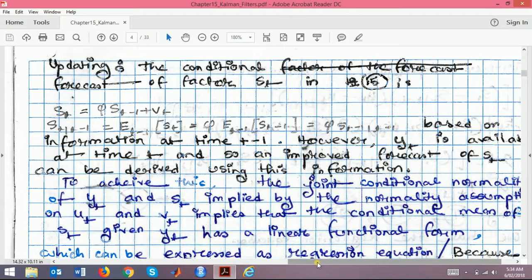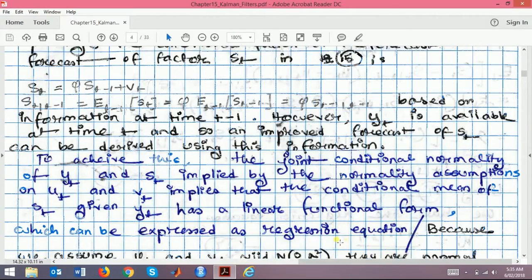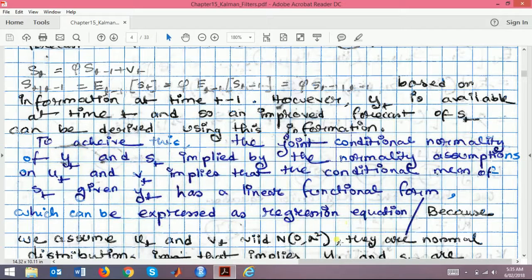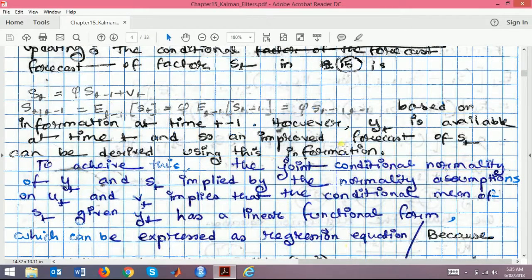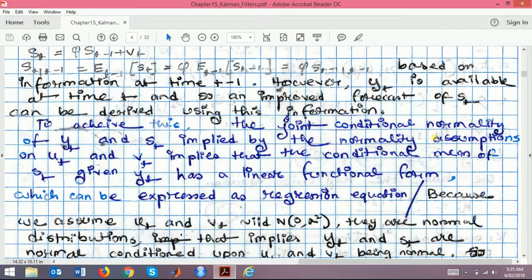The conditional forecast of factor S is S1 equals phi S0 plus vt. We know that S1 equals phi S0 plus vt, or S10 equals phi S0. S10 equals phi S0. We know that already based on information at time t minus 1. However, yt is available at time t, and so an improved forecast of St can be derived using this information. Now S10 equals phi S0 depends on information given at time t minus 1. Now if yt is available, we can improve the forecast of S1.